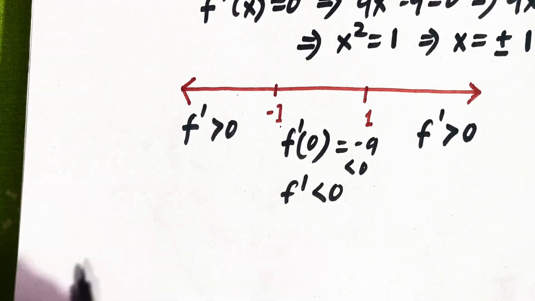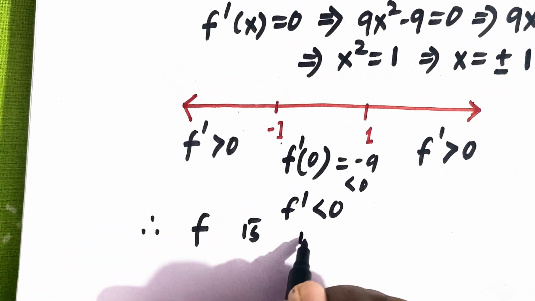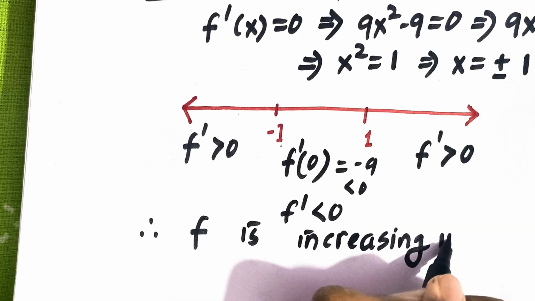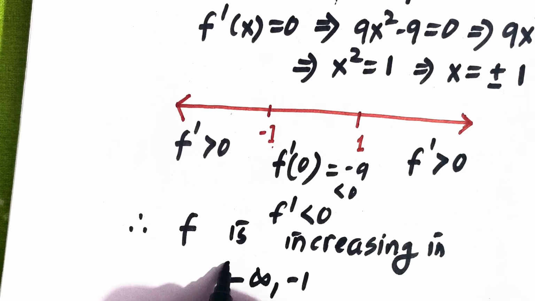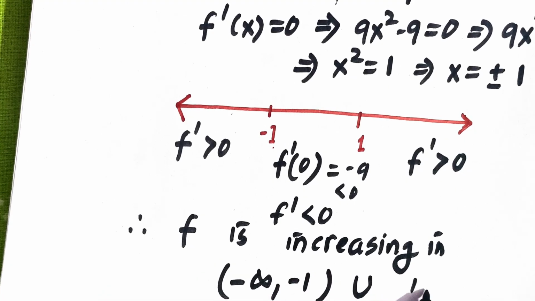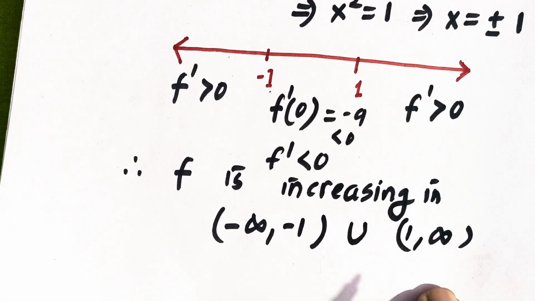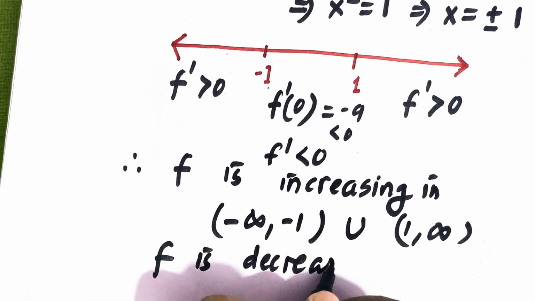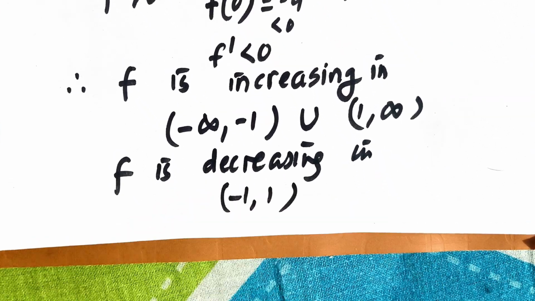So f is increasing in minus infinity to minus 1 open interval union 1 to infinity. And it is decreasing in minus 1 to 1.